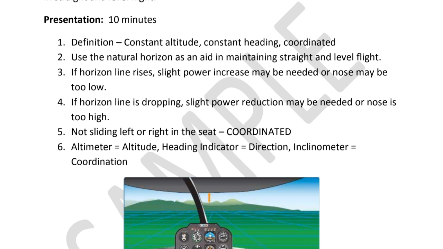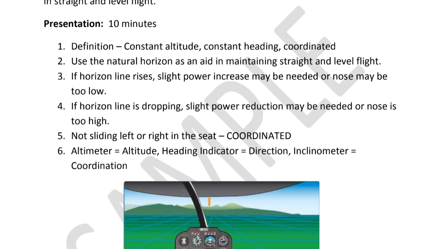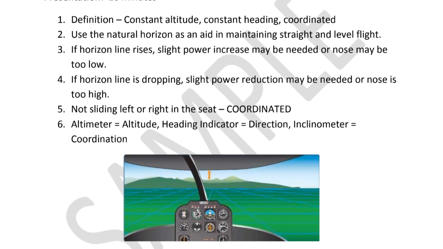And then we talk about staying coordinated, not sliding left or right in the seat. You don't just say stay coordinated. You want to tell them, if you feel pressure on the left side of your rear end versus the right side, you're not coordinated. And you have a trim string, you've got an inclinometer, and you can verify that you're in straight and level flight by those two things. And then the last one is, explain to them that the altimeter verifies their altitude, heading indicator verifies the direction that they're flying, and again, inclinometer or string tells them if they're coordinated.